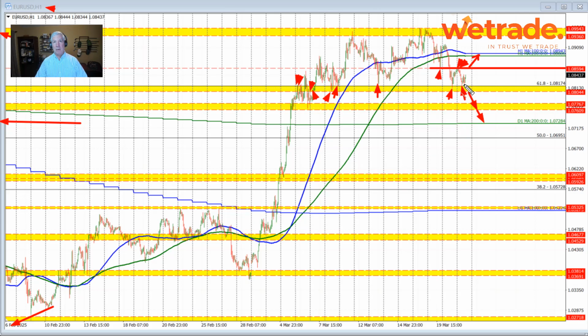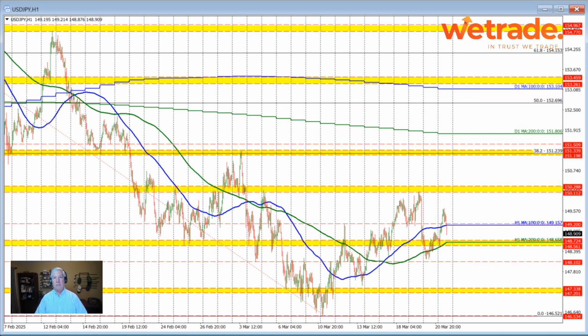If you'd like to buy, you want to buy against the 61.8% retracement in this area right here. If you want to sell, you want to sell against this level right here and hope that we ultimately break outside of this very narrow trading range in the euro versus US dollar. Let's take a look at the dollar versus yen next.